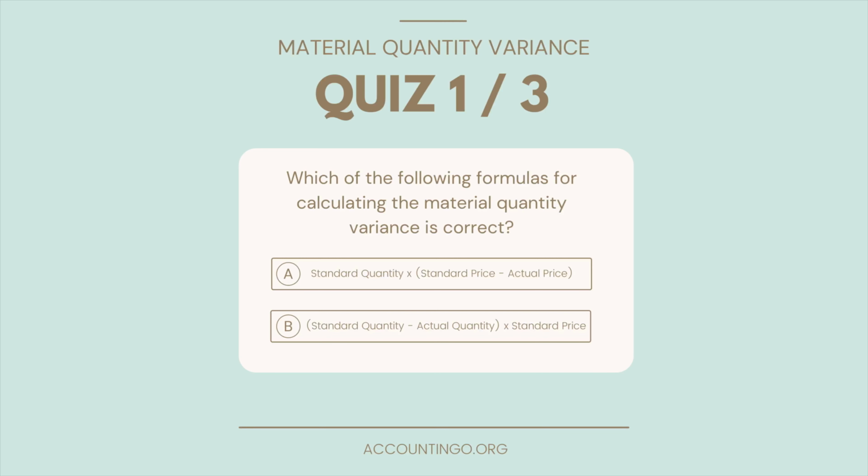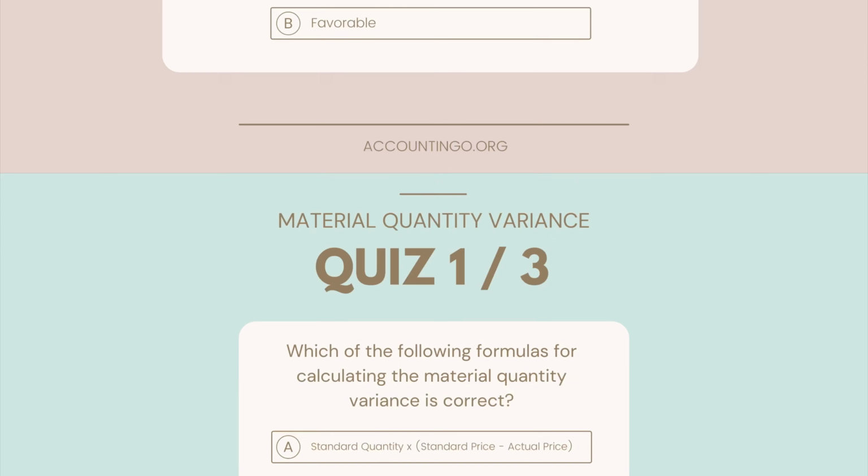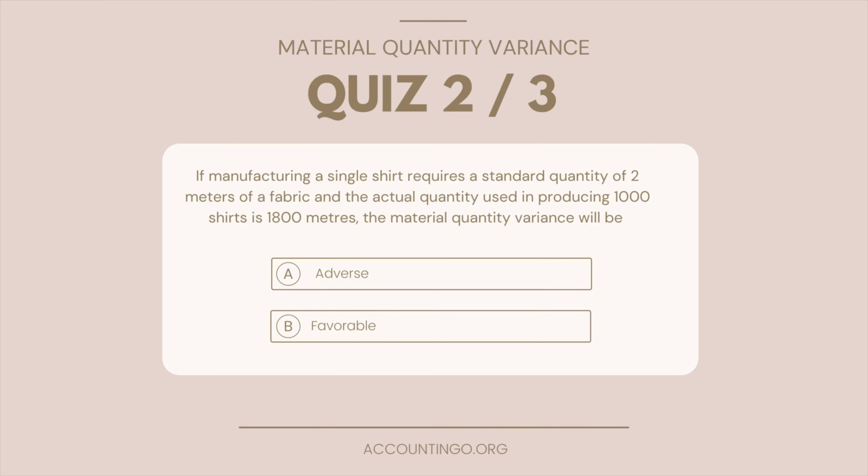Okay, so the correct answer was B. I think that was pretty simple. Moving on to question 2. If manufacturing a single shirt requires a standard quantity of 2 meters of a fabric and the actual quantity used in producing 1,000 shirts is 1,800 meters, the material quantity variance will be A. adverse or B. favorable.